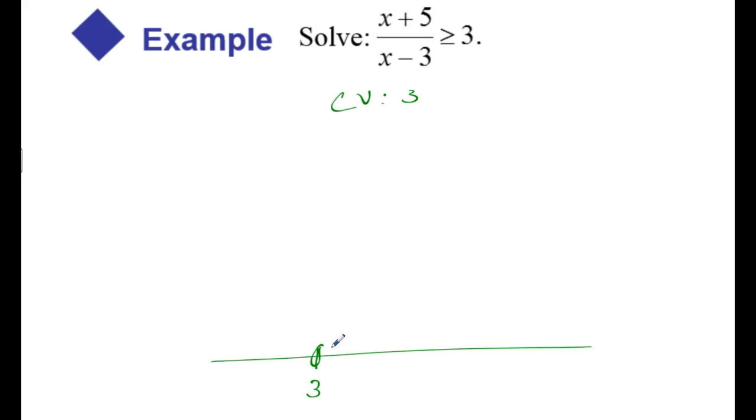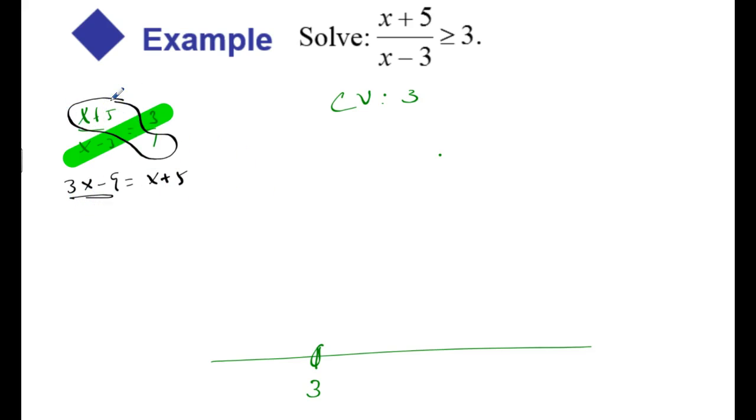So then I'm going to treat this as a new problem. It's kind of like x plus 5 over x minus 3 equaling 3 over 1. I just want to know the critical values. So I'm going to do some cross multiplying here and set the two diagonals equal to each other. So 3x minus 9 should equal x plus 5. This is the green diagonal equals this diagonal, which is just x plus 5. So 2x is equal to 14, and x equals 7, which is my other critical value.